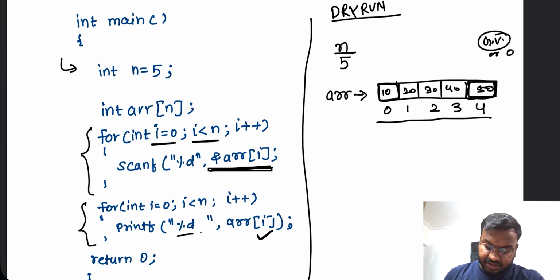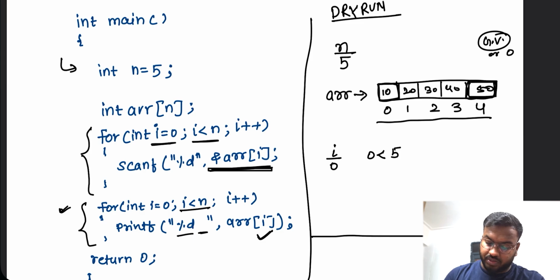See, after %d there is a space. That's why every element will be printed with a space: 10, then 20, then 30, then 40, and then 50. If I dry run this code, see how this will be executed. First, i will be initialized to 0, then the condition will be checked: 0 is less than 5, n is 5, and then we will print it on the console. Let's suppose this is your console window.